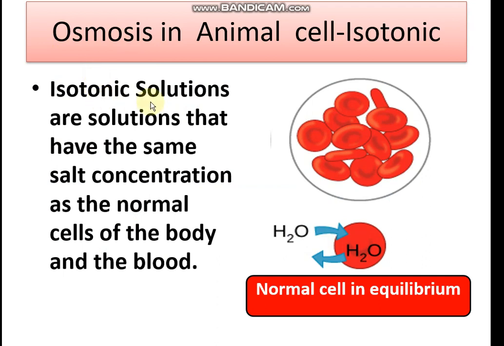First, talking about isotonic solutions. Isotonic solutions are solutions that have the same salt concentration as the normal cells of the body and the blood. So it means the cell is in equilibrium. The amount of water entering the cell is equal to the amount of water leaving the cell, and the cell will be normal.